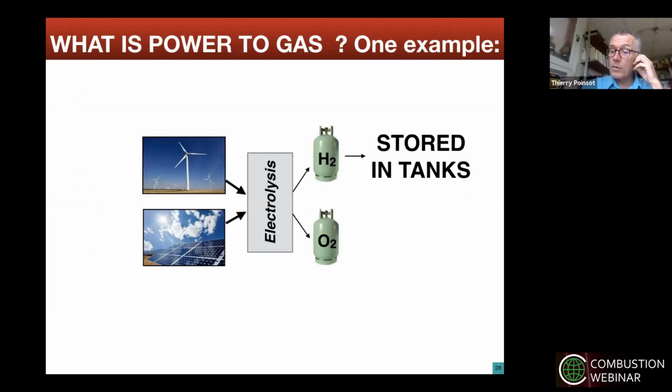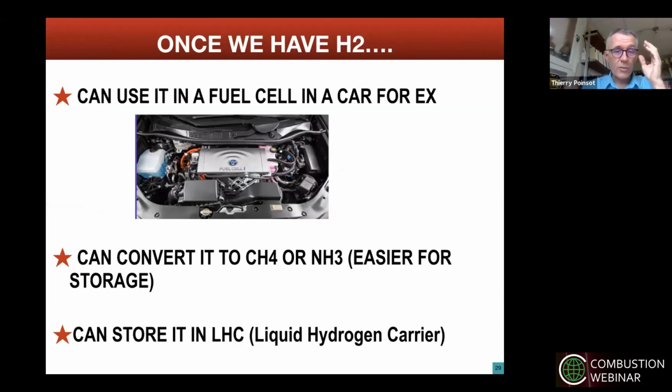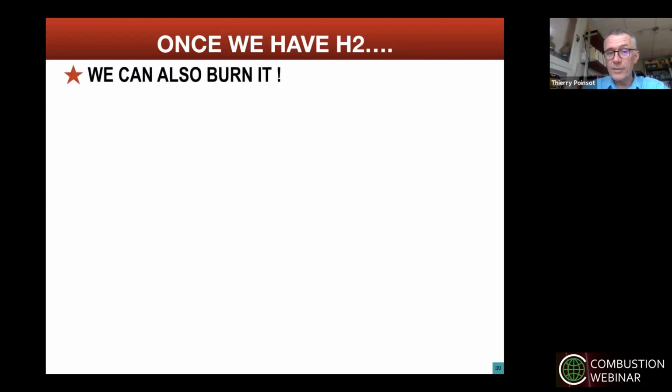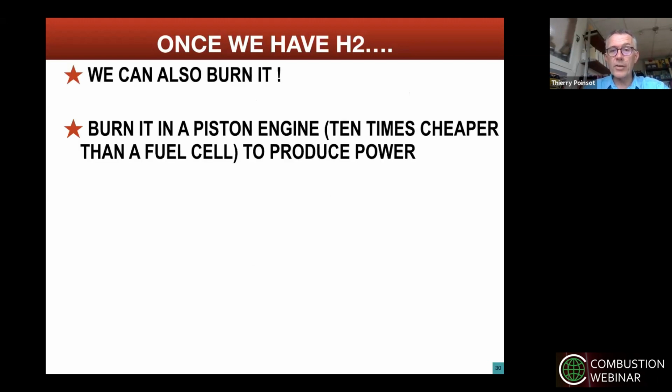Now, a little bit later, or the year later, you can take this H2 and burn it in a fuel cell in a car. You could also convert it to CH4 or NH3 for transportation. You can store it in a liquid hydrogen carrier, but you could also burn it directly. You could burn it in a piston engine. Actually, a piston engine burning hydrogen will cost about 10 times less than a fuel cell. So in terms of industry applications, more and more companies are looking at hydrogen engines using piston engines.